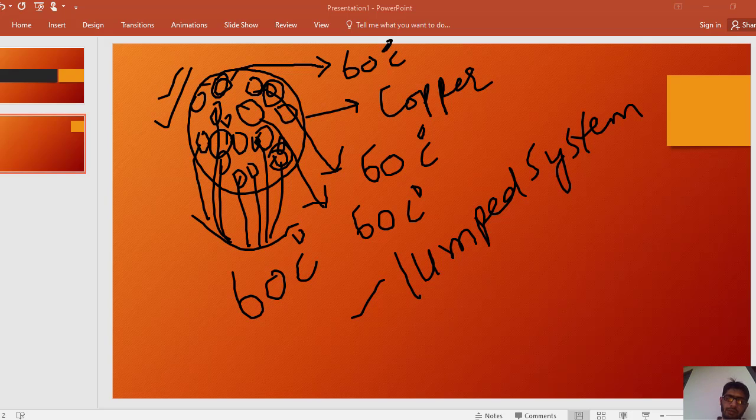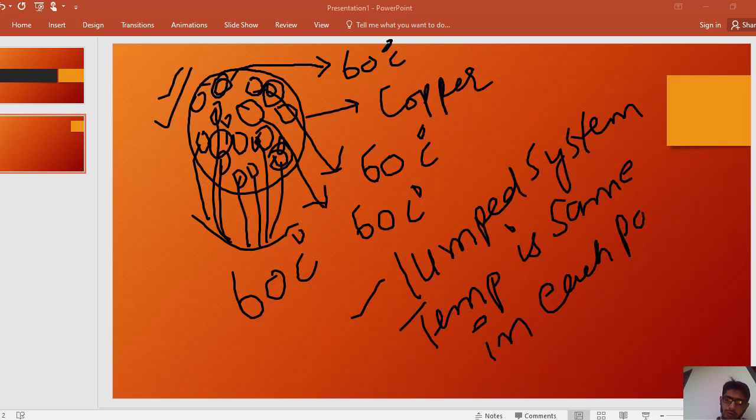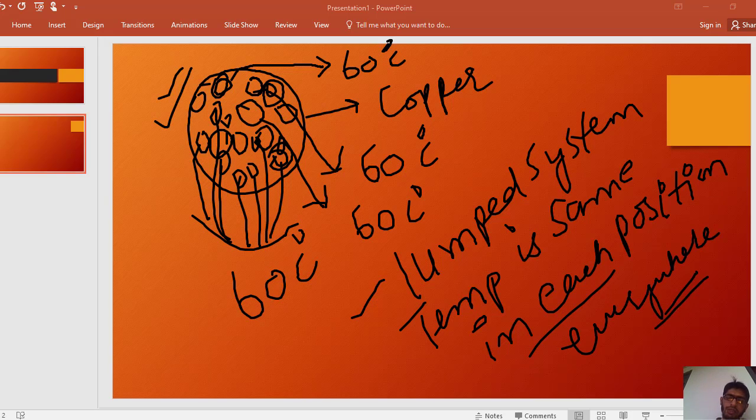So in a lump system, the temperature is the same at each position. The temperature is the same everywhere in the system, but the temperature changes with the passage of time.